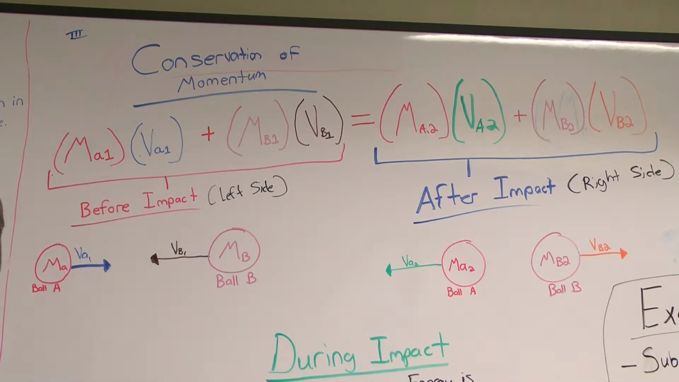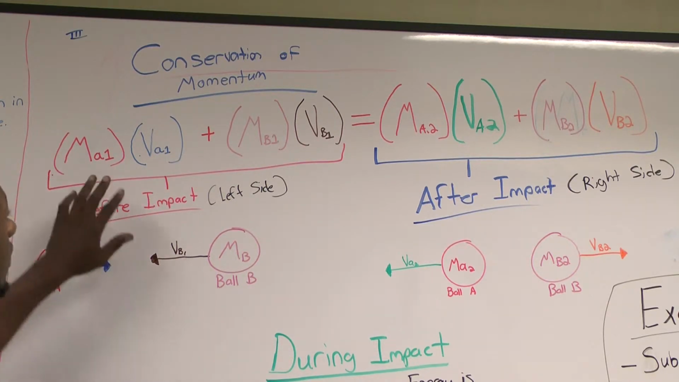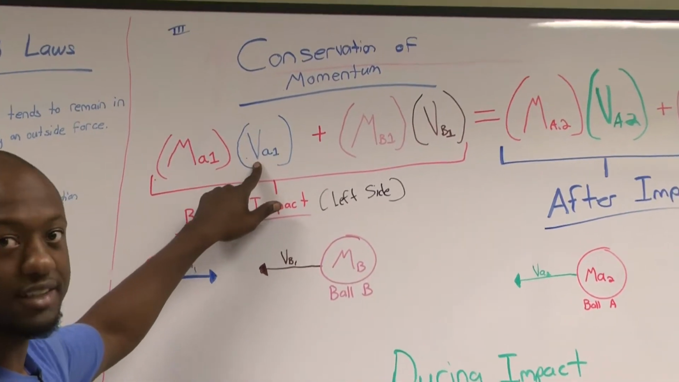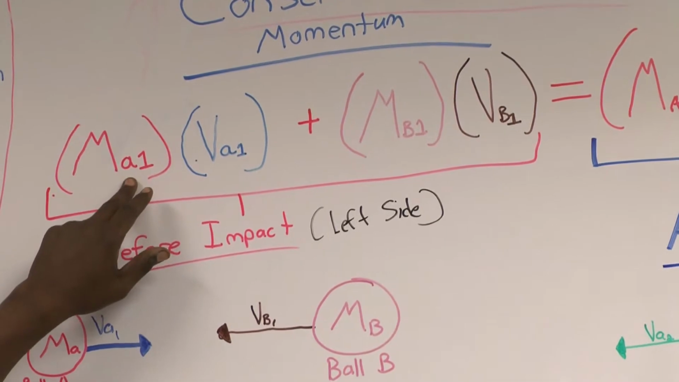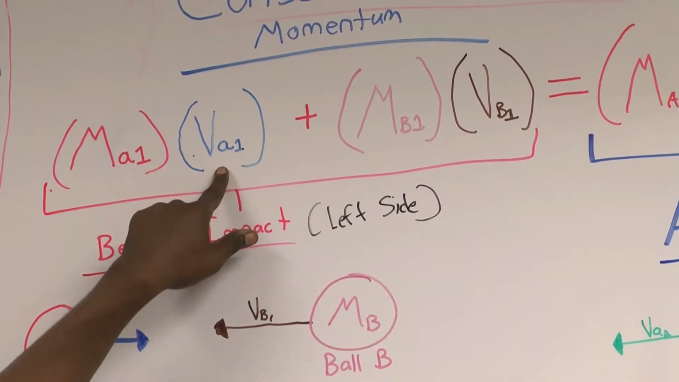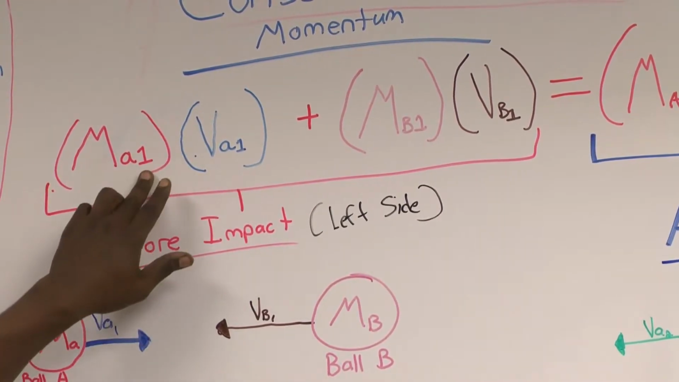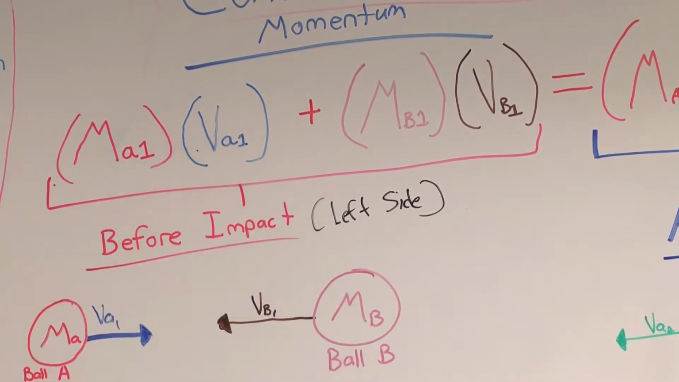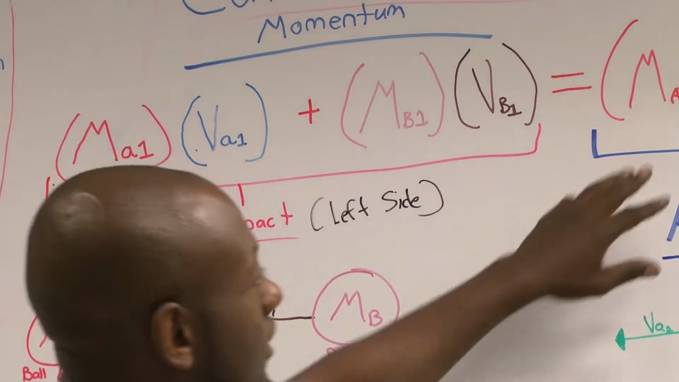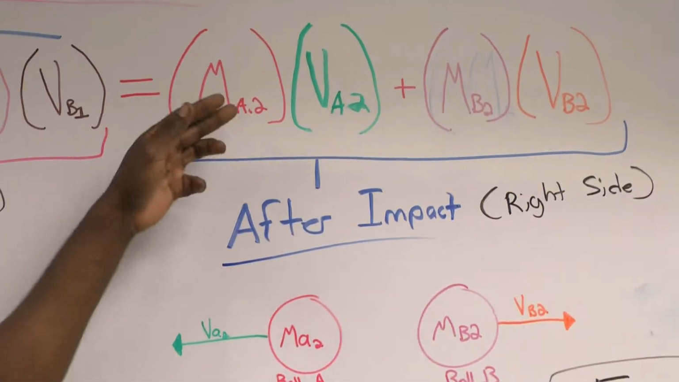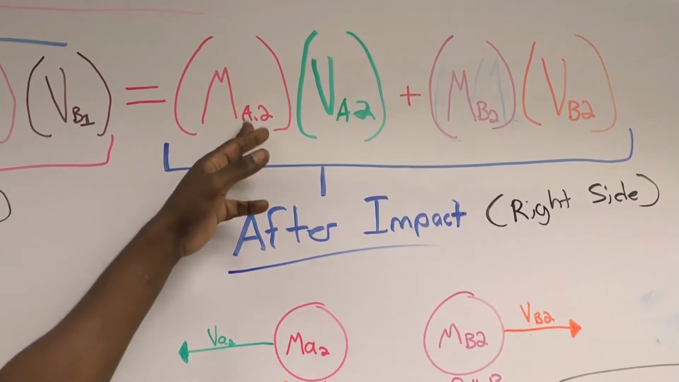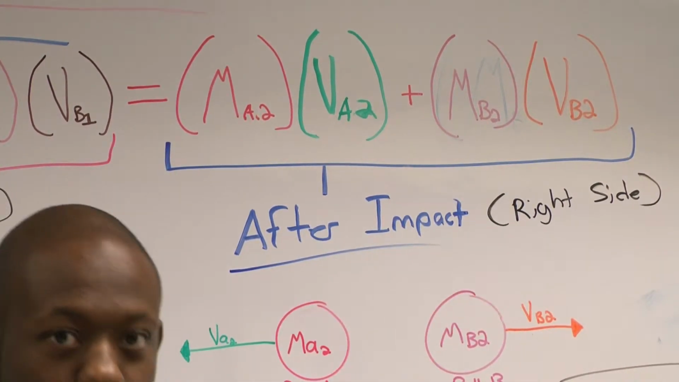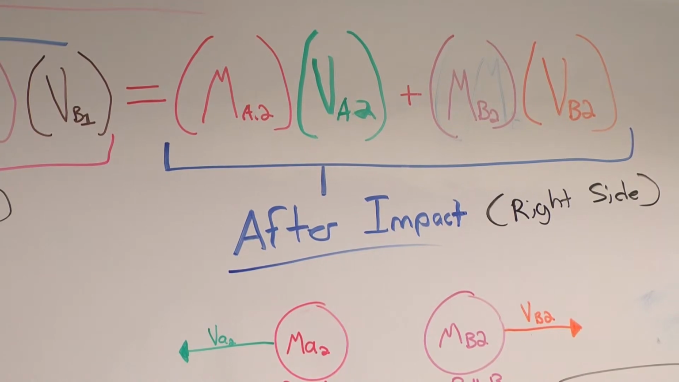Now this may seem confusing, but it's not really that confusing. M stands for mass. V stands for velocity. A stands for ball A, or object A. 1 stands for before the collision. And it's the same thing on the other side. Ma2 stands for the mass of ball A after the collision. 2 means after the collision. Mb2 stands for the mass of ball B after the collision.